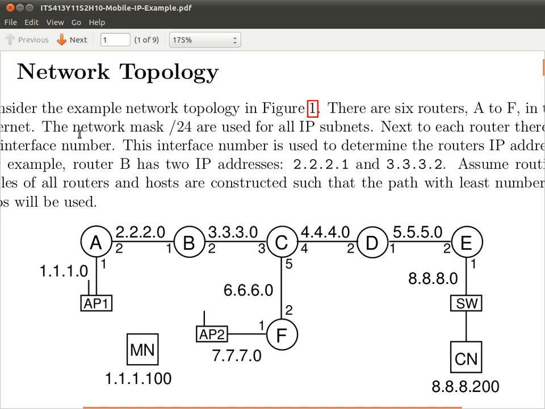Sent by our mobile node via the wireless LAN to the access point. Access point receives it, notices the destination is everyone on this subnet. Everyone includes sending across this link. So it sends a copy across this link. The router F receives that router solicitation. So F realizes someone is looking for a router and can now respond with a router advertisement.